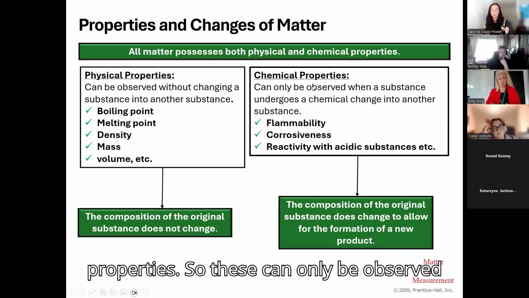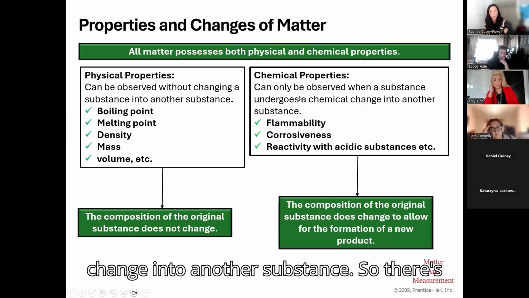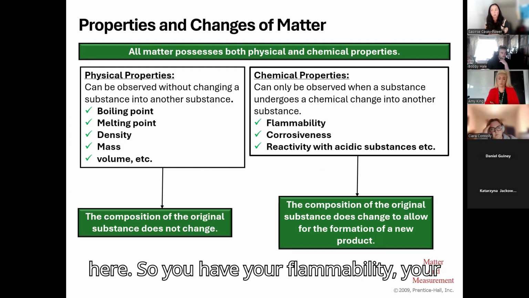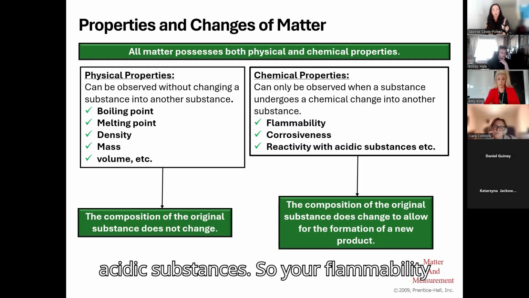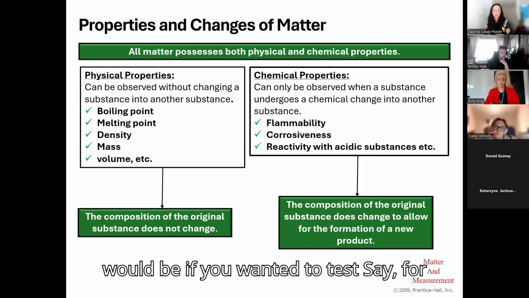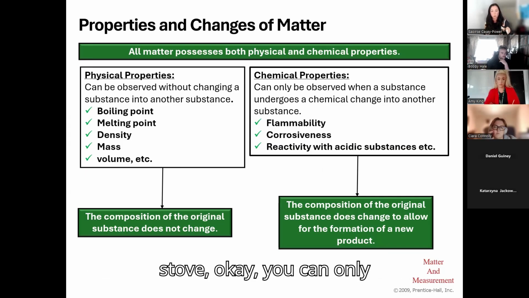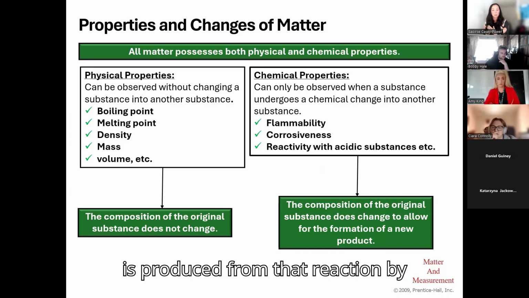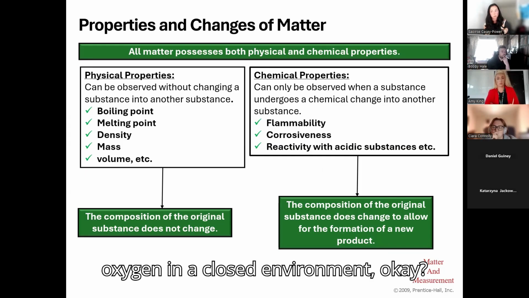On the other hand, then, are chemical properties. So these can only be observed if a substance undergoes a chemical change into another substance. So there's kind of three main chemical properties here. You have your flammability, your corrosiveness, and your reactivity with acidic substances. So your flammability would be, say, if you were burning wood in the stove, okay? You can only measure how much ash or carbon dioxide is produced from that reaction by deliberately burning it and reacting with oxygen in a closed environment, okay?